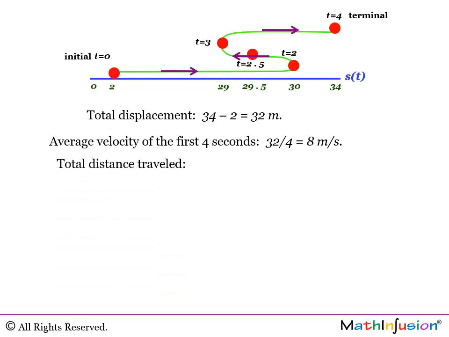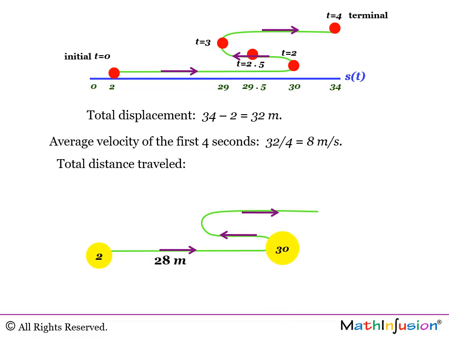Now the more complicated question is to find the total distance traveled, but we are going to use the chart, so it's going to be pretty easy. From 2 to 30, we have 28 meters. And from 30 to 29, it's 1 meter. And from 29 to 34 is an additional 5 meters. We can conclude that the total distance traveled is 28 plus 1 plus 5, which is 34 meters.